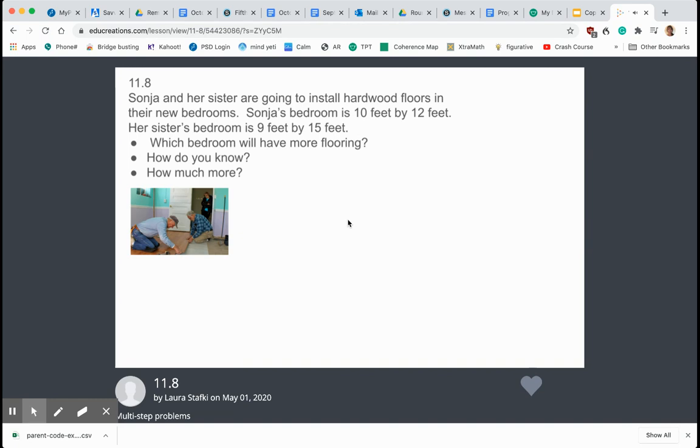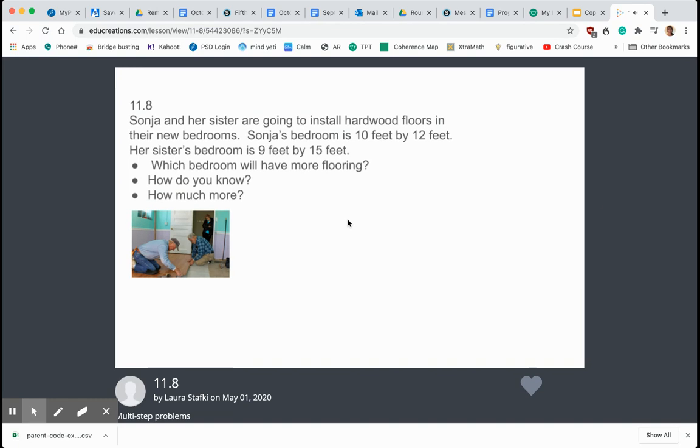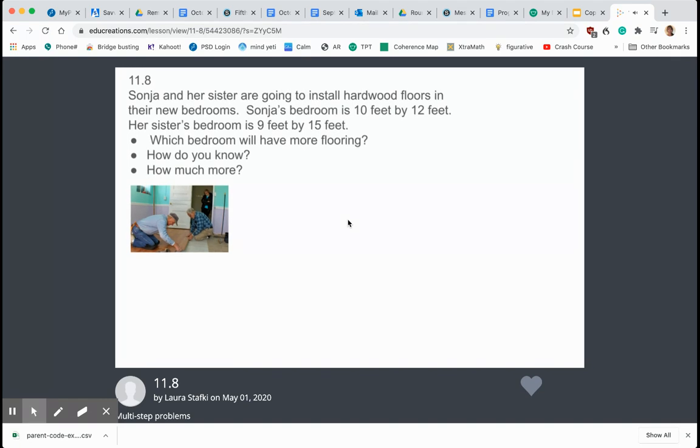Okay, so if we're talking about flooring and figuring out how much flooring we have, first I need to figure out, am I trying to figure out the perimeter or the area? The perimeter is just the length and the width, but the area is the whole thing. So it's area that we're trying to look for.